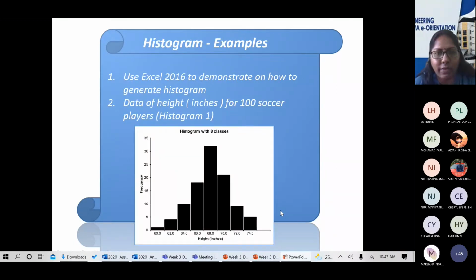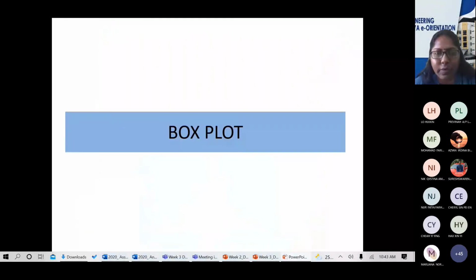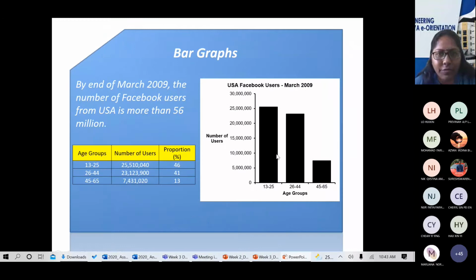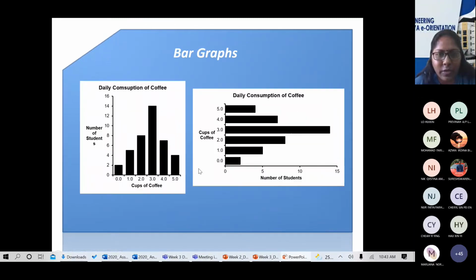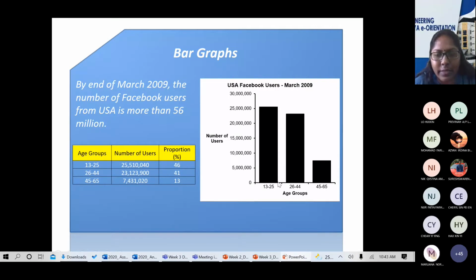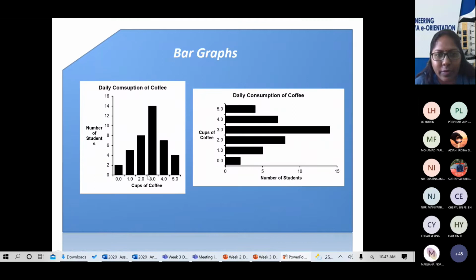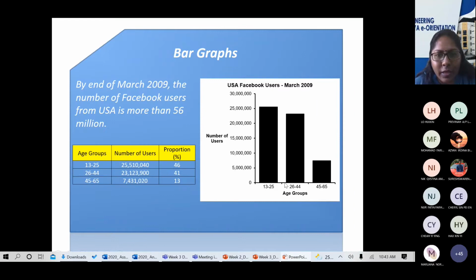Then you also have histogram. This is bar graph. Please notice it is standing on its own. It is referring to a discrete number, and it is also separated here. Okay, these points are separated, which shows that it has discrete numbers here. It's not 1.5. You only have 1 or 2. Also, it doesn't show continuous. You have 13 to 25. The next number is 26. There's no 25.5.